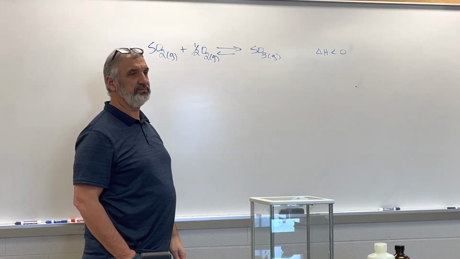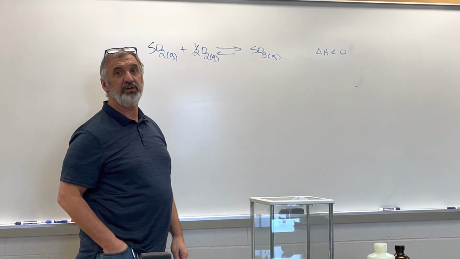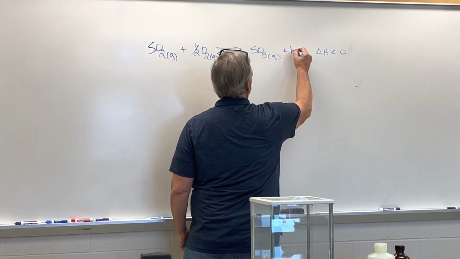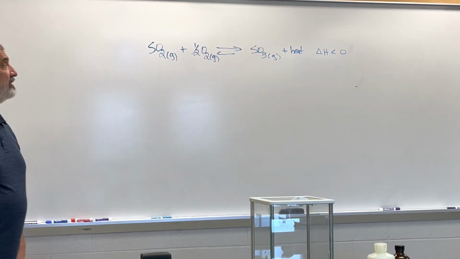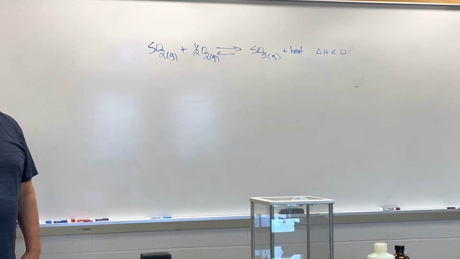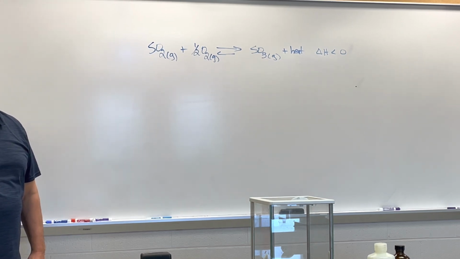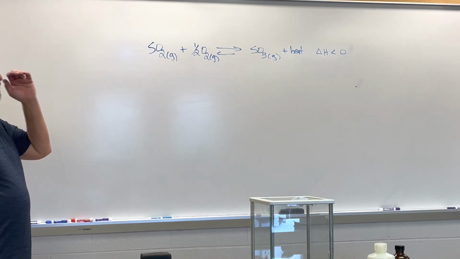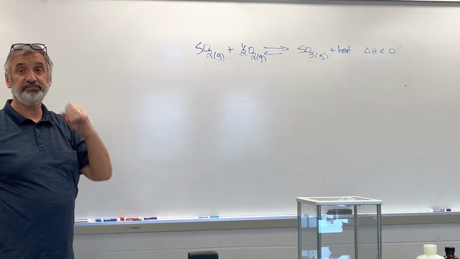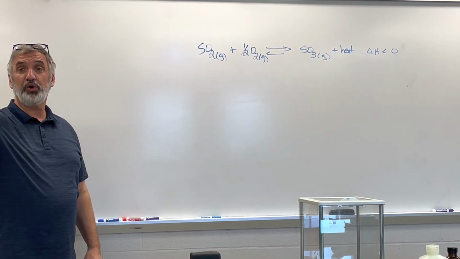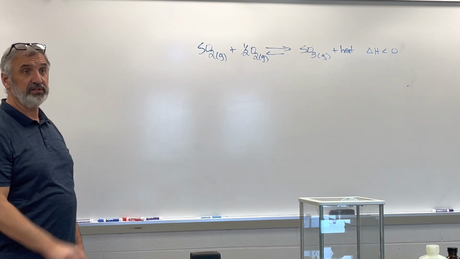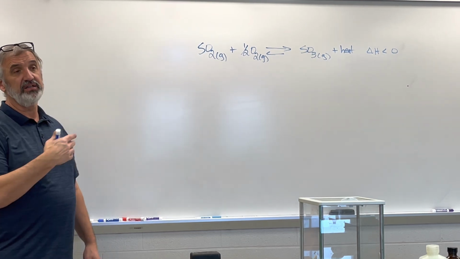Where's heat going to be in this one? On the right side. Because delta H is less than 0, it's exothermic. So if I add heat, which way is it going to go? To the left. It always favors the endothermic direction. What if I increase the size of the container? It's going to favor the side with more moles of gas, which is left. Decrease the size of the container, right.